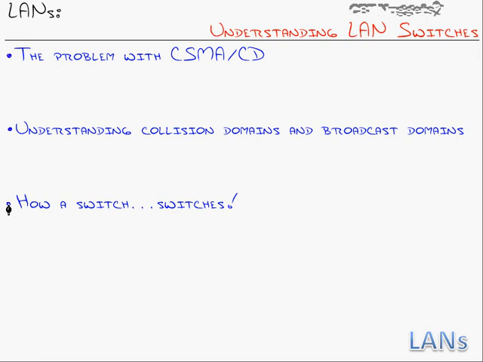Last thing we talked about here was how a switch switches, how the switch becomes more intelligent learning those MAC addresses. Frankly, I'm really excited because we're about to make the transition. This video marks the end of the major network concepts, and we're going to start the next video getting into configuration.